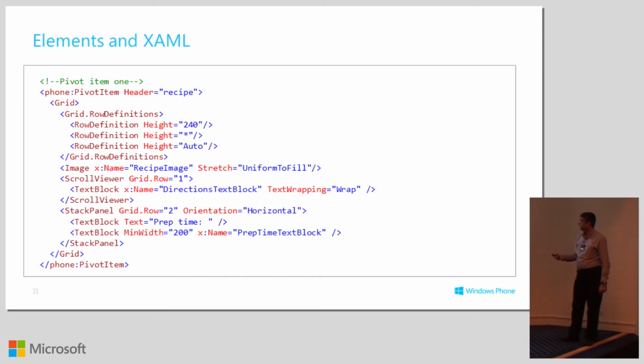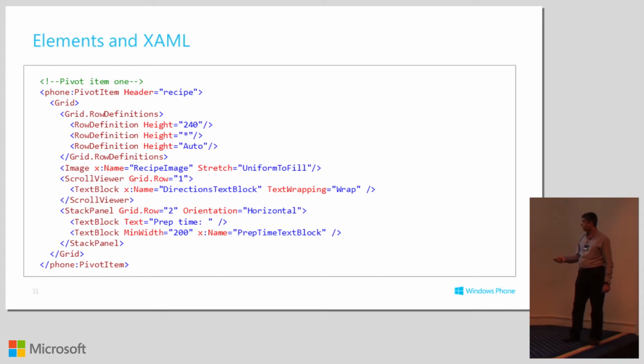So if you see here, we had the image, it has a name, and it has a property which is uniform fill. It shows how you're going to fill that image in the container. You have a scroll viewer, which allows you to scroll text within the page, because definitely you are not going to fit the whole content in the page itself. You need to be able to scroll the page, and that's what the scroll viewer does.